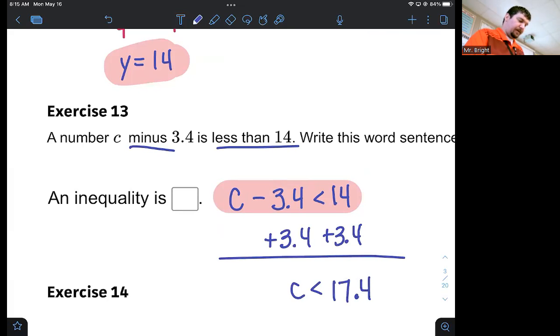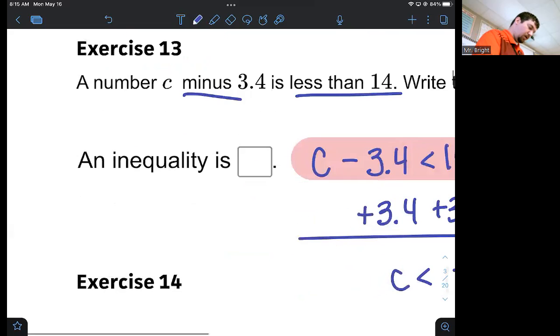Okay. So just to be clear, we write the whole thing on our paper, but only going into the box is the inequality C minus 3.4 is less than 14. We'll pick it up on number 14 tomorrow when you guys come in. I will see you guys in here today for success time.